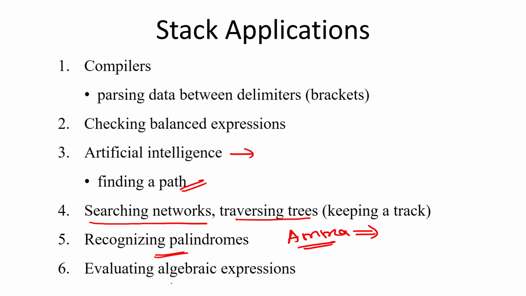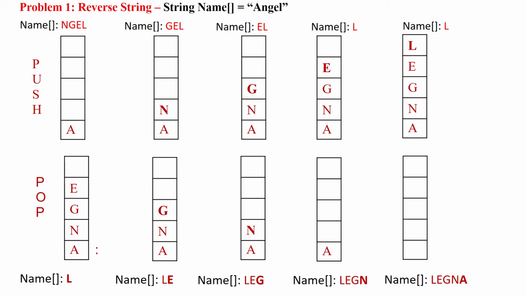And the next one is evaluating algebra expressions. Suppose you have c equal to (a star b) whole square. This has to be evaluated based upon the expression, right? For this also we can use the stack to perform it perfectly. So first we will see how to reverse the string, that means checking whether the given string is a palindrome or not.